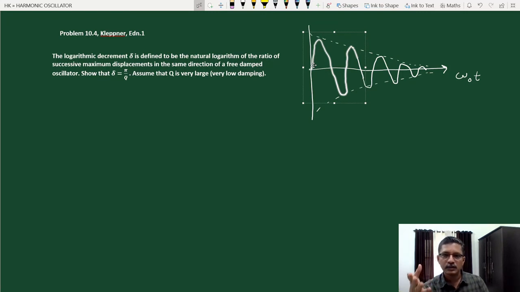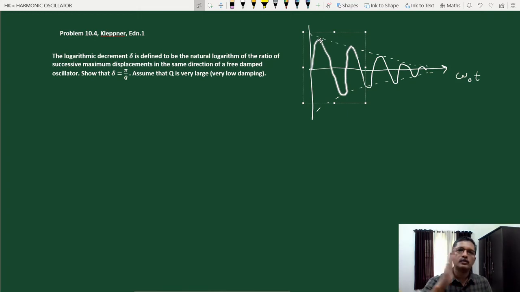We have drawn this figure earlier also. So here this is the maximum displacement in one direction. This is the maximum displacement in the other direction. Imagine an oscillation of a simple pendulum, let us say. Again it undergoes maximum displacement in the same direction. So this logarithmic decrement means the logarithm of the ratio of successive maxima in the same direction.